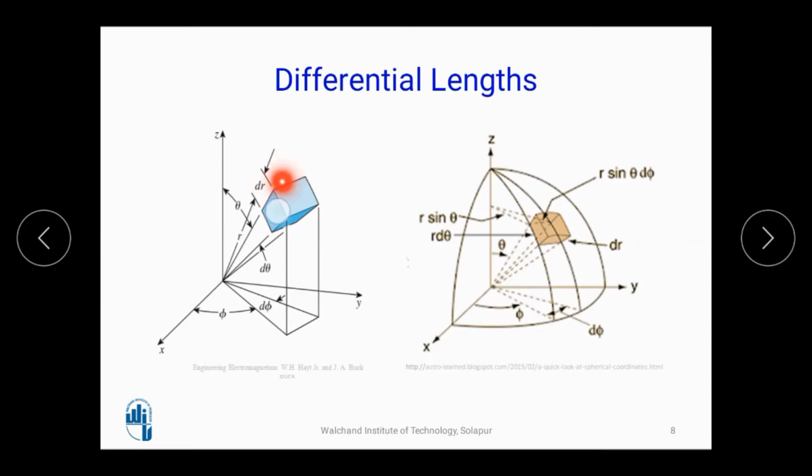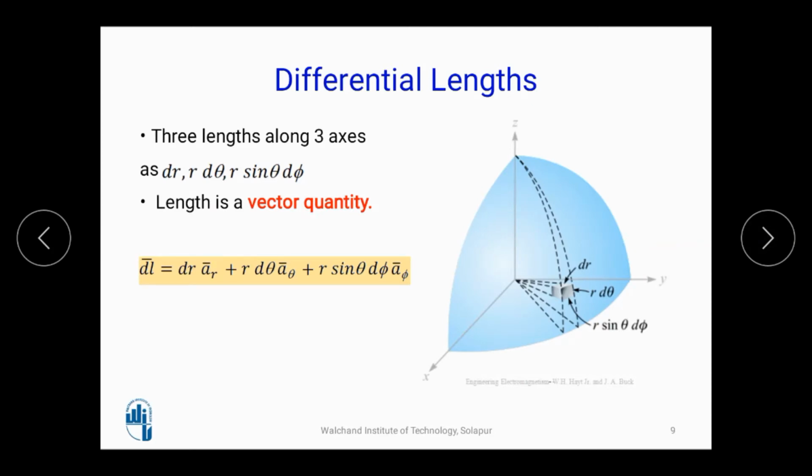So the small change is dr. This changes r d theta. This length is r sin theta into d phi. So this one is r sin theta d phi. These are the three differential lengths along the three axes, just now as I talked: dr, r d theta, r sin theta d phi. See again here, this is dr. This vertical change, north to south, is theta, so it is r d theta. This horizontal change is r sin theta d phi.